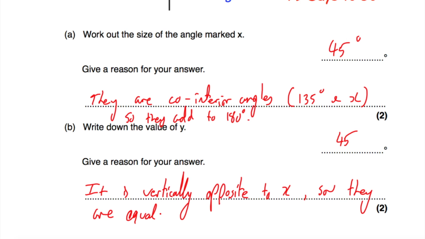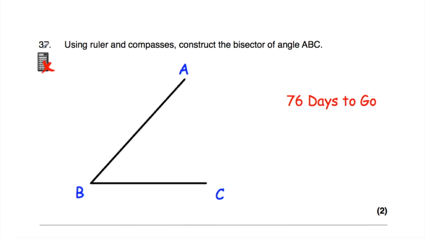Okay, let's look at our next question, question number 37. So question number 37 is on constructions, and this is an angle bisector we need to construct. And if you watched the video 78 days to go, I constructed this angle bisector. In terms of a quick recap, get your compass and your pencil, put the point of the compass on B, and then using your compass and pencil, you're going to do an arc here and an arc here, making sure that the compass stays the same size.